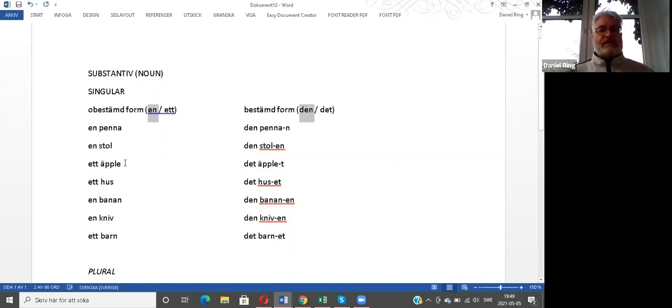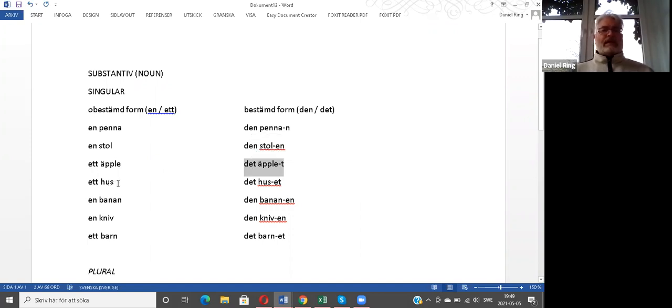If you now for some reason stumble across a noun, a substantive with article ett, like ett äpple, an apple, then you notice how the T from the article ett flies over and hooks up at the end of the word, making it äpplet, with the article then det, as we have here, det, because it's ett äpple. Ett äpple, singular, undecisive. Decisive form, det äpplet. Okay.